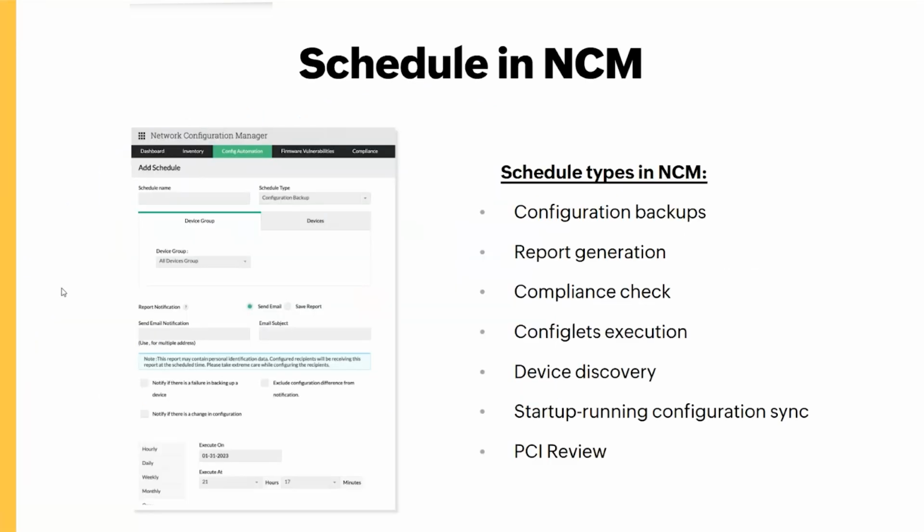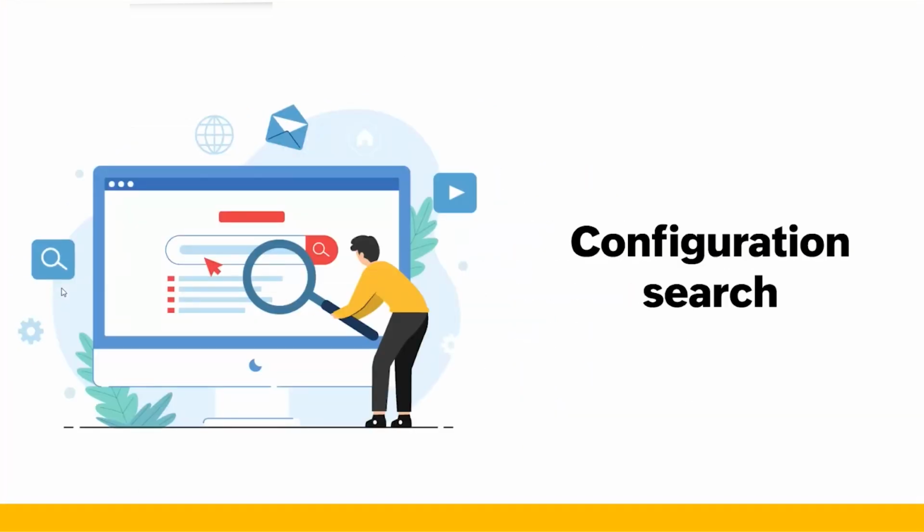The next topic is the configuration search. So the configuration search feature is essential for locating a specific string, word, or pattern within a configuration file. For example, if you have a large configuration file with over 1,000 lines, manually scrolling through it to find a particular keyword would be inefficient. Instead, you can use the configuration search option to find any keyword or pattern instantly. Let me show you this in the UI.